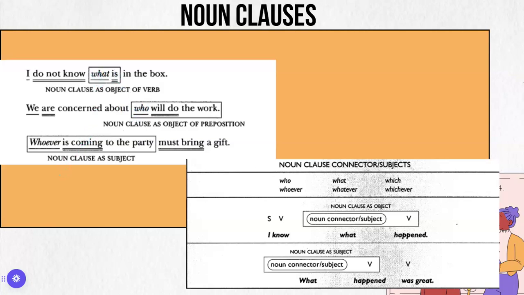And the one as a subject, we have: whoever is coming to the party must bring a gift. Whoever is the subject of the clause. So typically, all of these words, who, whoever, what, whatever, which, whichever, can function as the subject of the clause. Like this one, what is, who will, whoever is. And we will typically have this structure. We have a subject, verb.